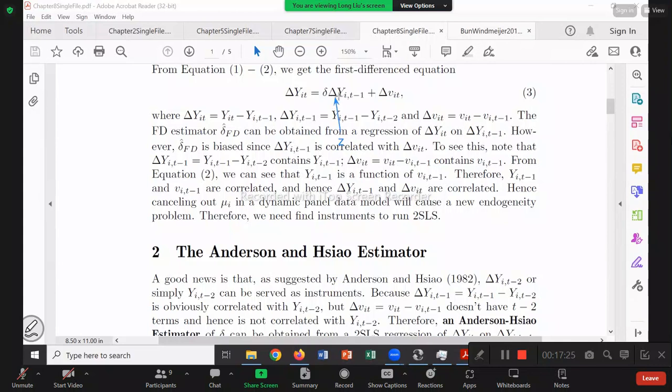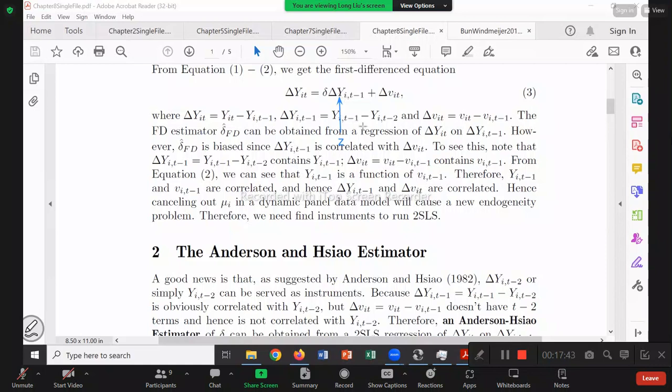First of all, Z needs to be correlated with our X. Our instrument, instrument Z, has to be related to our endogenous variable X. So that's related to each other. We call it the relevant condition.